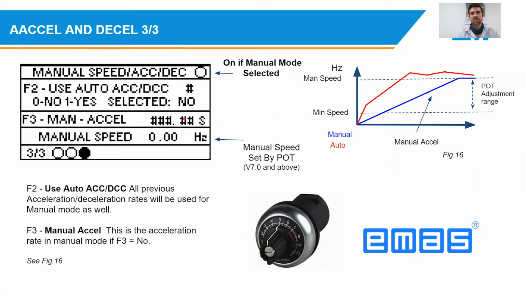We also have an option for manual acceleration if you would like your manual speed to accelerate at a different rate to your automatic control. You can have a manual acceleration. But if you want your manual and your automatic to be identical in terms of the acceleration rates, then you can just select yes, that you want to use auto acceleration in manual mode here. So that's just a simple yes, no option to use your automatic acceleration rates identical as it would be in manual.